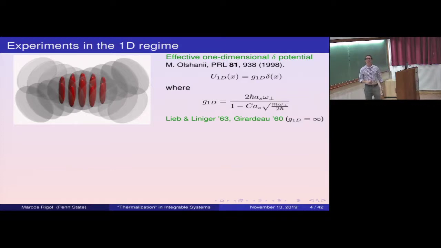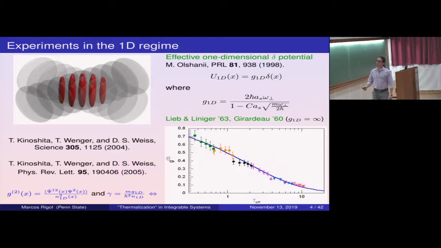Okay, so what I'm telling you is these experiments are like an ideal realization of these models. Let me show you how ideal this is. These are results obtained in the group of Dave Weiss at Penn State. What is plotted here is this g2 correlator, a local correlator, which he can measure using photoassociation. It's kind of amazing that he can measure this object. And it's plotted here as a function of this effective gamma. Gamma in the Lieb-Liniger model is what controls everything.